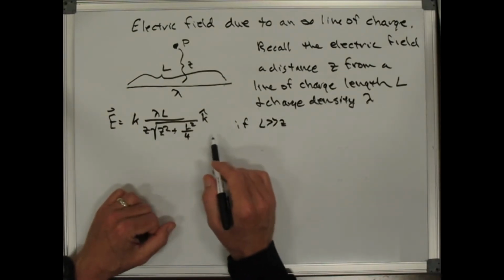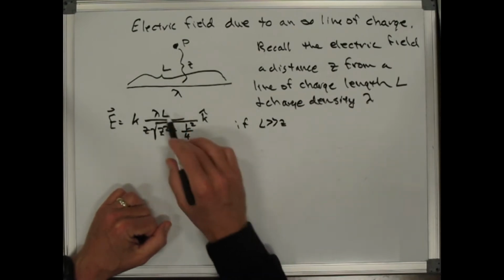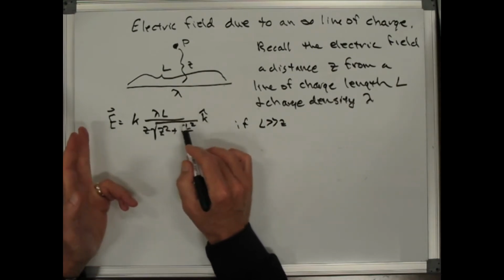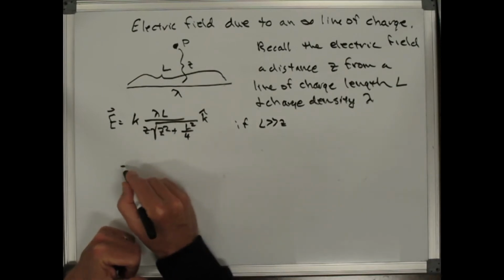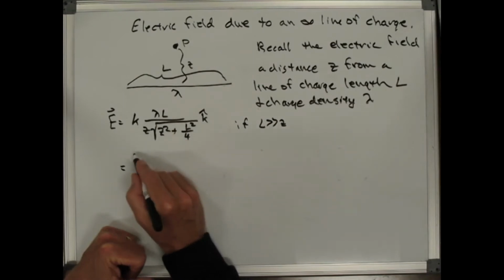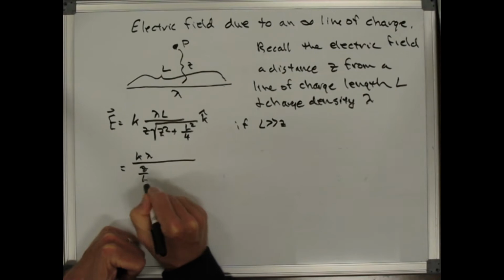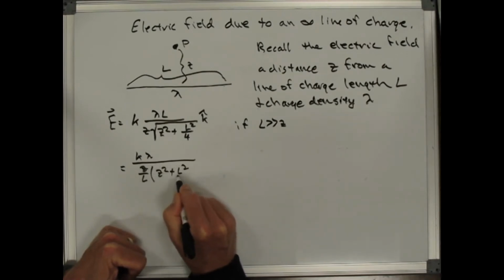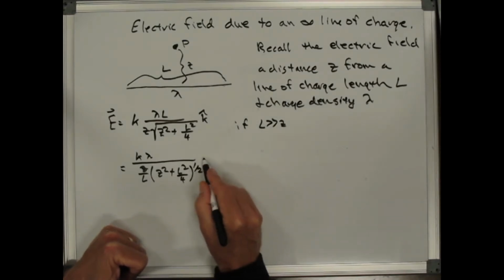If we want to know what this looks like for very large values of L, it's kind of complicated because L is in the numerator and denominator. As it gets large, it's hard to tell exactly what's happening. So what I would do is divide the top and bottom of this fraction by L, and that would give me K lambda times Z over L times the square root of Z squared plus L squared over 4, right?